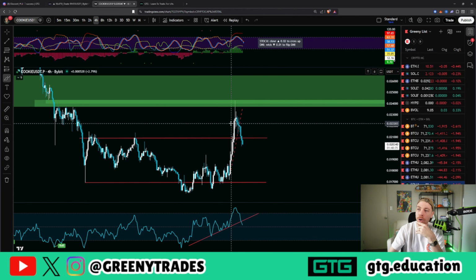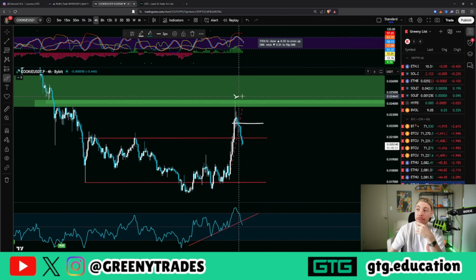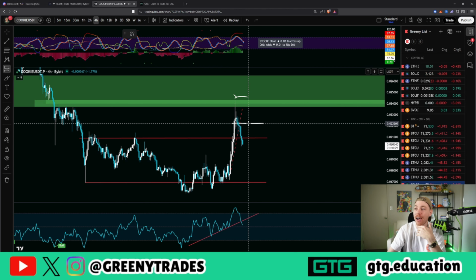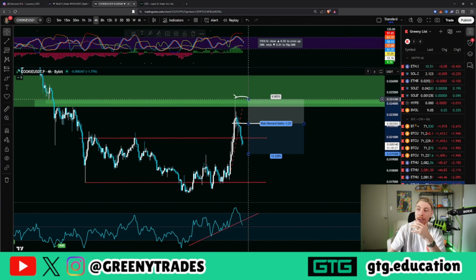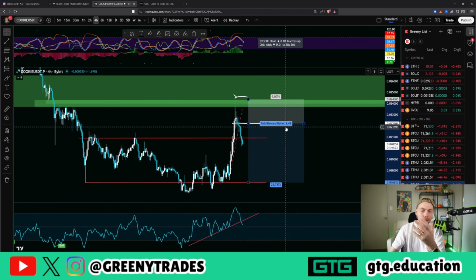Now, as you can see, I got into the entry around here. My stop loss was above this high. I was protecting myself, okay? I very much prefer to have really clean risk management, okay? So my stop loss was above this high. I'm now targeting back towards these lows for a risk to reward of 2.4.